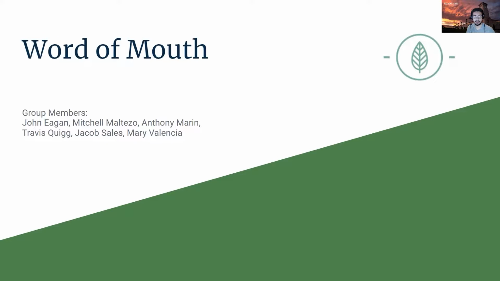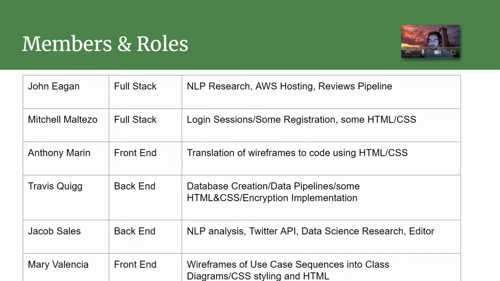Our team members are me, John, Mitchell, Anthony, Travis, and Mary in the computer science program, as well as Jacob, who's in computer engineering. We're all seniors, and our project is called Word of Mouth. My role on the team was as a full stack developer. Primarily, I worked on the NLP research, the AWS hosting for our website, and the reviews pipeline.